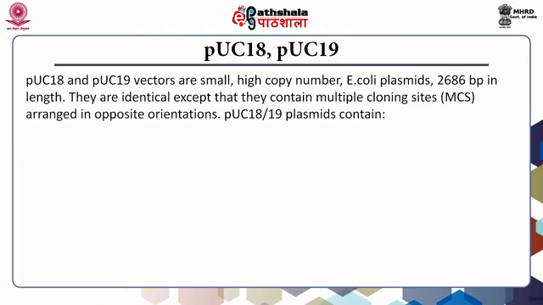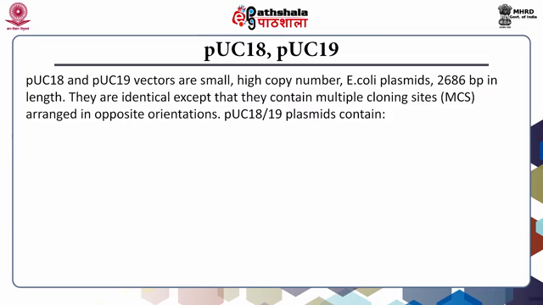pUC18, pUC19. These vectors are small, high copy number E. coli plasmids of 2686 base pairs in length. They are identical except that they contain multiple cloning sites MCS arranged in opposite orientations.